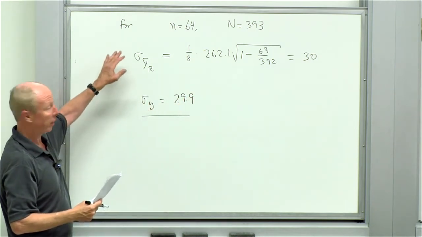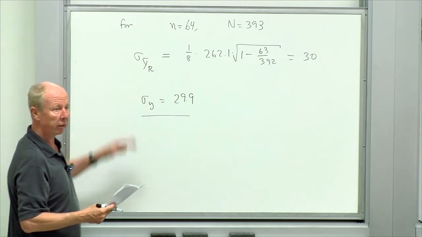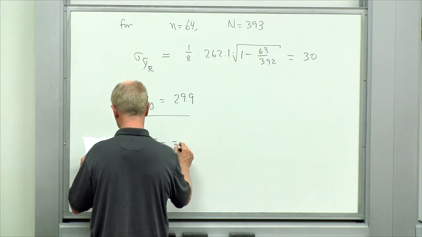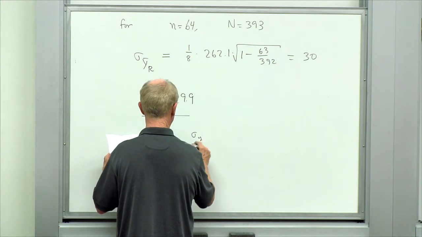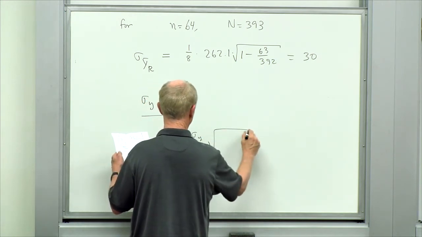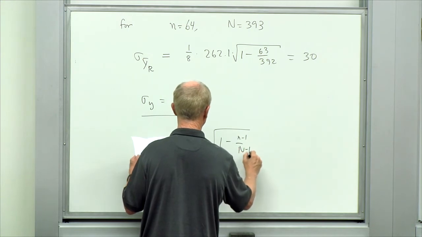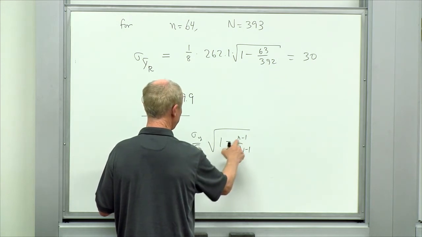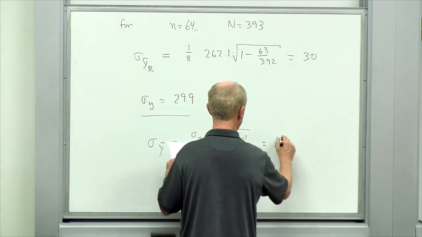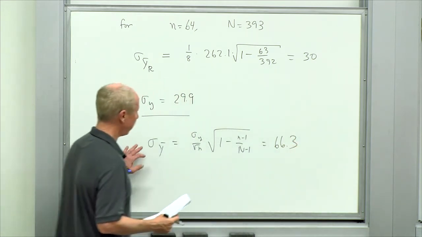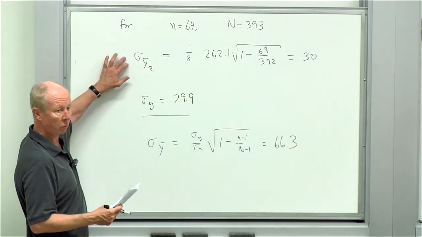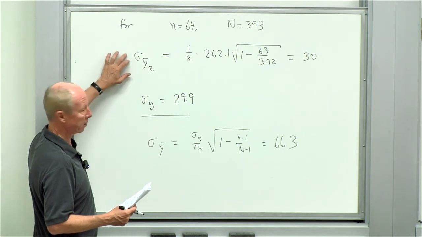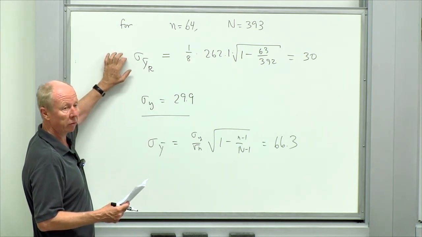So you see the variance for the estimator is very close to the true variance, whereas if you compute the variance for y bar, that's sigma y over root n times square root of 1 minus n minus 1 over capital N minus 1. Put sigma y from over there. Put 9 here, 64 here, and 393 here, and this becomes 66.3. So the standard error here is twice the standard error there. So there's a big gain in accuracy by using y bar r.